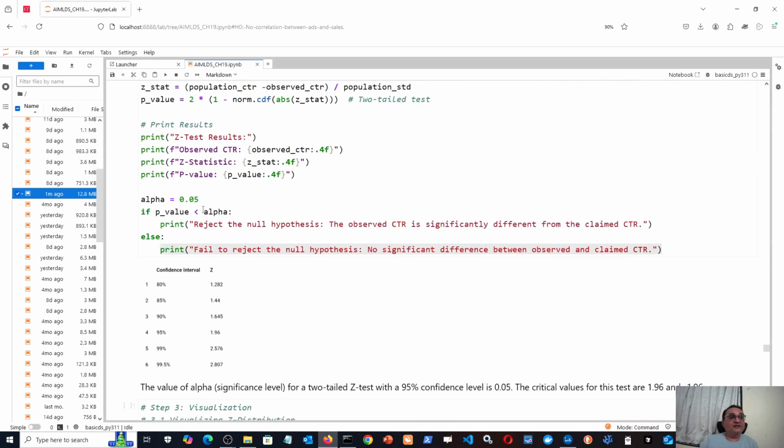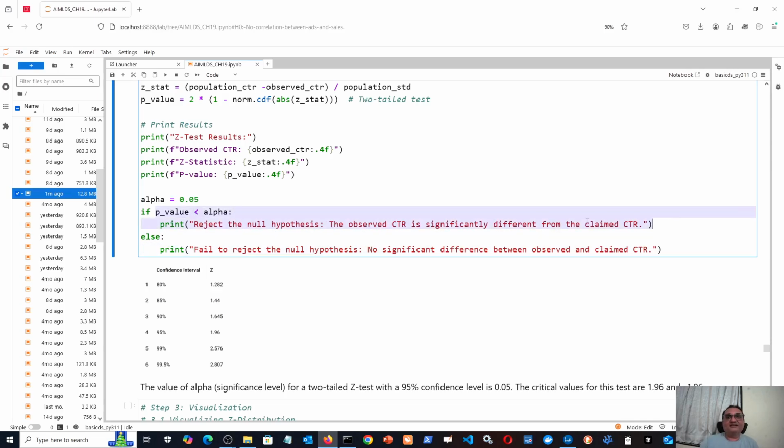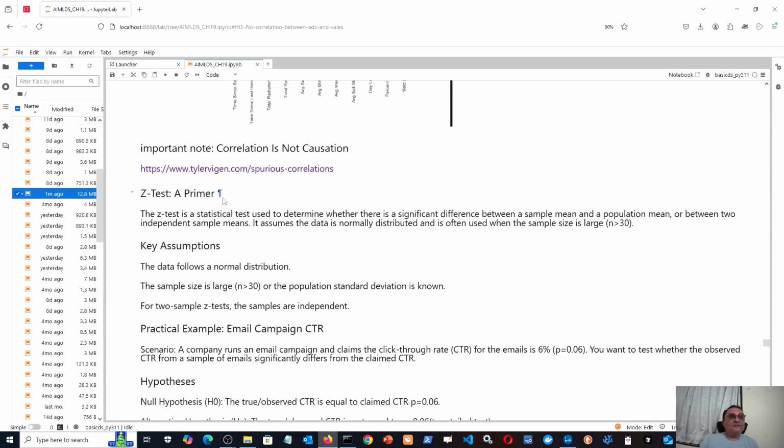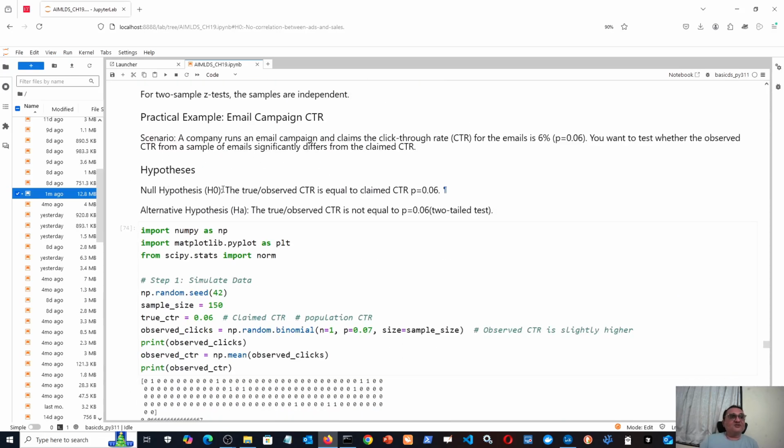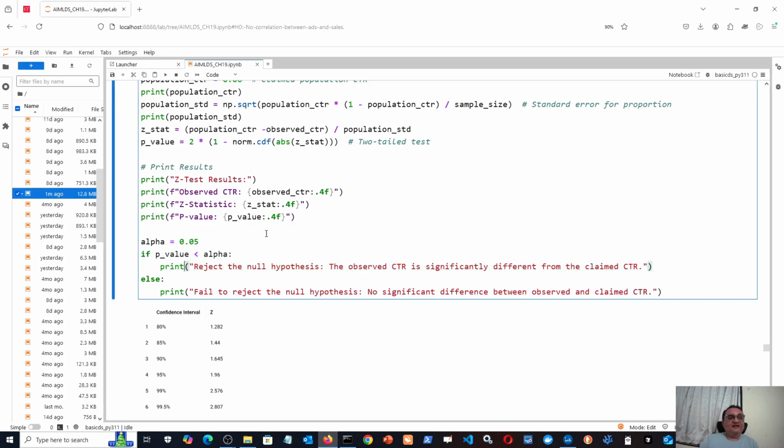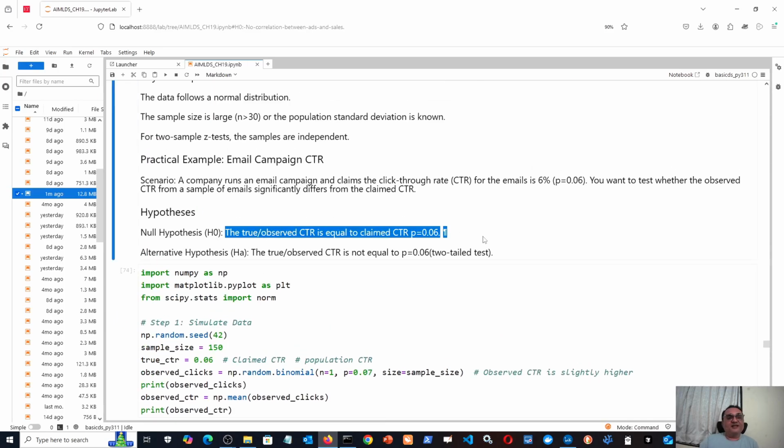If p is greater than alpha, then I fail to reject it. If p is less than alpha, then reject the null hypothesis. So if p is less than alpha, you will say that the claim is wrong: true and observed click-through rates are not equal. And in that case, the marketing company is claiming a false thing. The null hypothesis says there is no anomaly in the claim of the marketing company, but it is rejected.